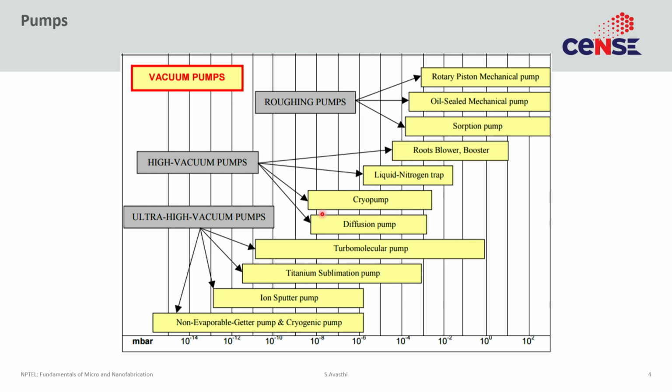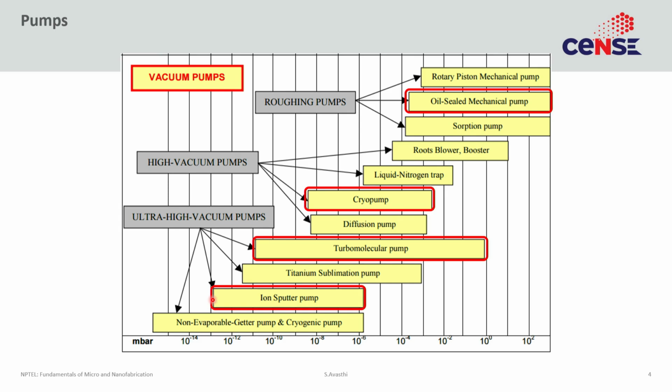If you want to get to ultra high vacuums, even cryo or diffusion pumps are not good enough. Then you have to use a titanium sublimation pump or ion sputter pumps, etc. And these again have a certain limit. So in this case, you have a cascade of 3 pumps to actually get to 10 power minus 12. You can see the complexity keeps increasing.